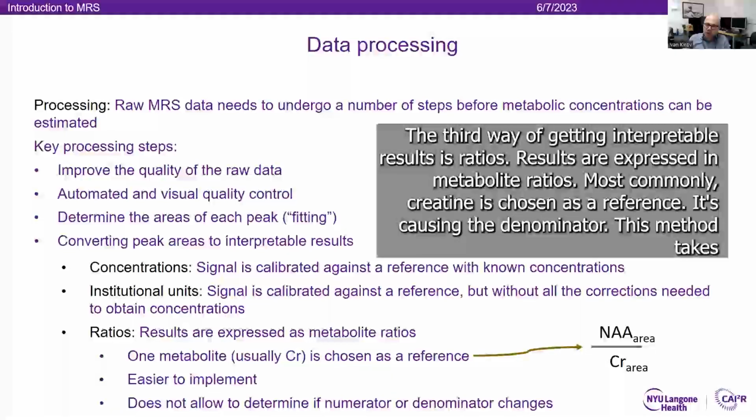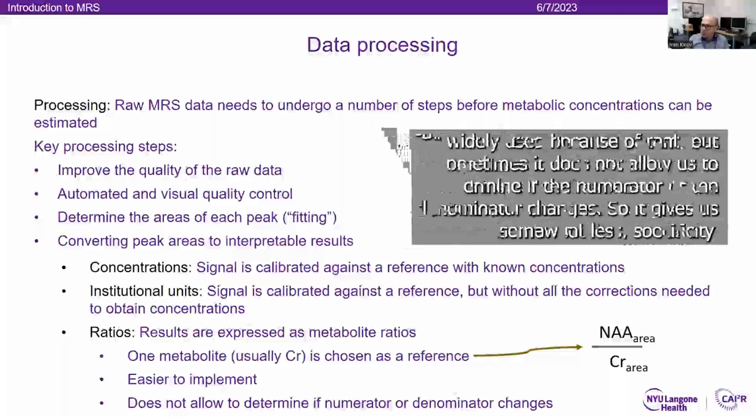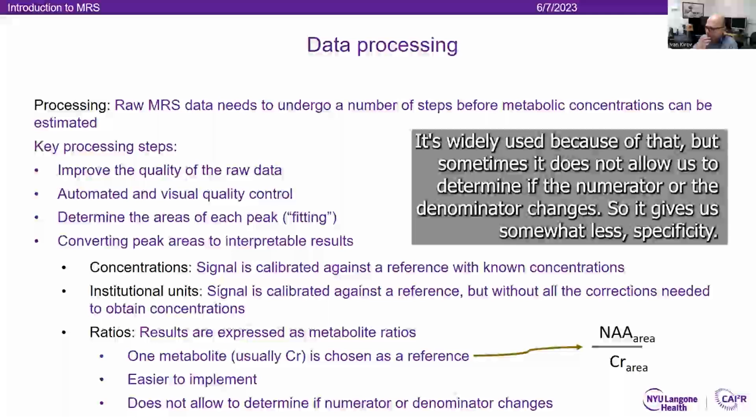The third way of getting interpretable results is ratios. Results are expressed as metabolite ratios. Most commonly, creatine is chosen as a reference and goes in the denominator. This method takes care of a lot of experimental parameters that you need to account for when you're doing concentrations and even institutional units. These parameters cancel out in the ratio, so the ratio is very convenient. It's widely used because of that. But sometimes it does not allow us to determine if the numerator or the denominator changes, or it gives us somewhat less specificity.